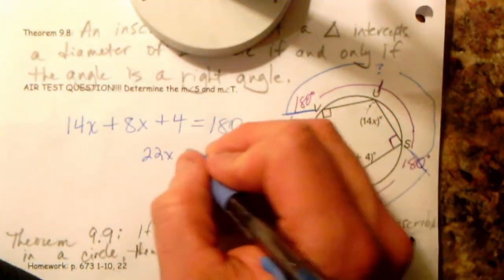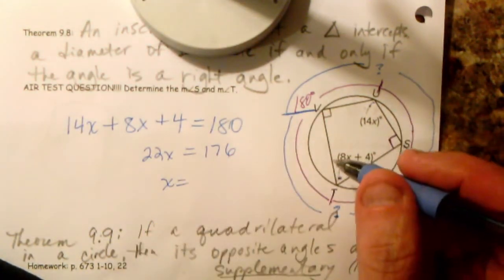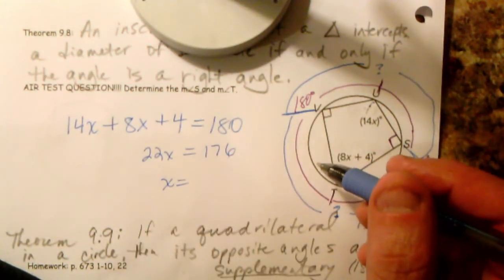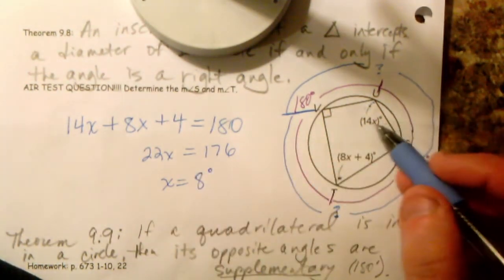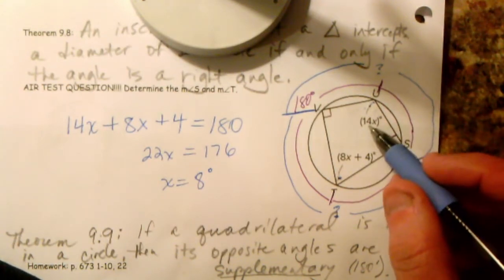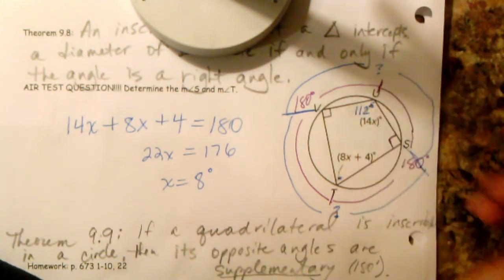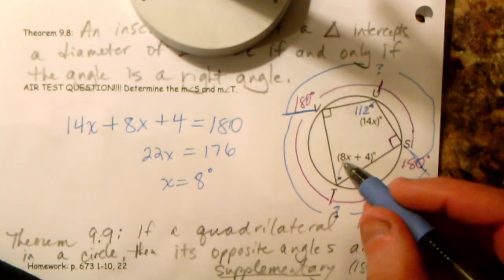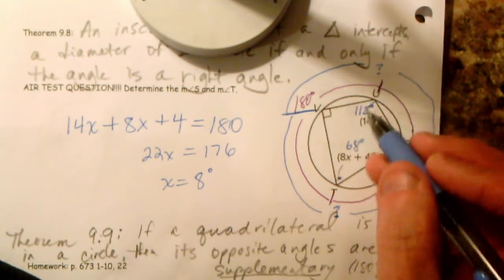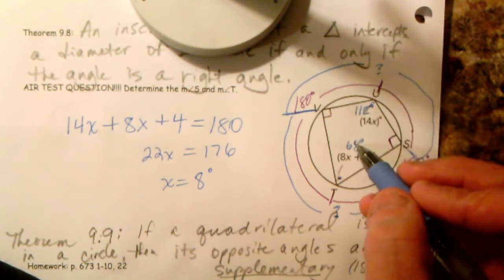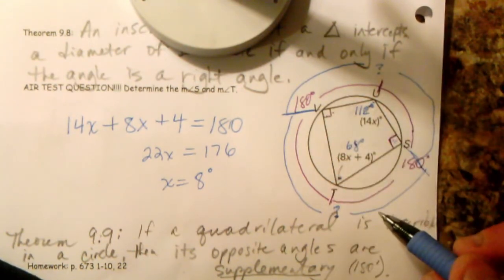This is going to be 22x. I'm going to subtract 4, 176. If I divide by 22, let's see here, is that 7, 8? Yeah, that's 8. Okay, so it's 8 degrees. If I plug it back in, 8 times 14, 80 and 32, so that'd be 112. Okay. 8 times 8 is 64, plus 4 is 68. Okay. Now if I add those two angles together, what does that equal? Equals 180. If I add these two angles together, what does that equal? 90 plus 90. That also equals 180.